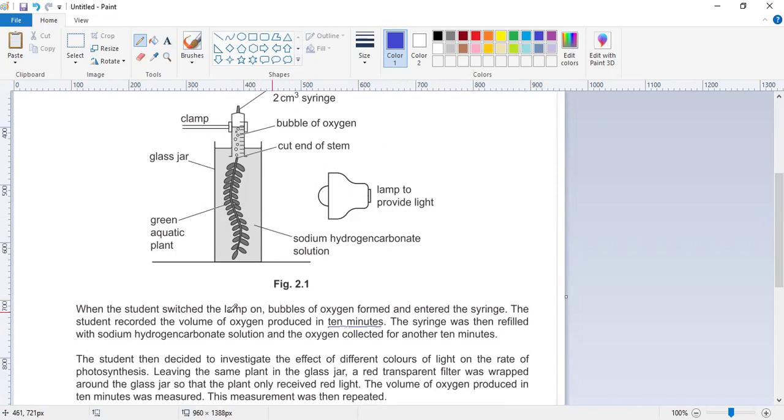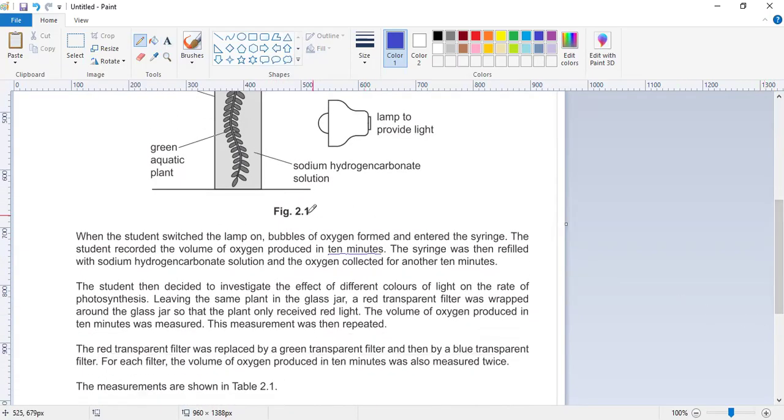The syringe was then refilled with sodium hydrogen carbonate solution. After 10 minutes, when you have observed the volume of the gas collected, you again remove the syringe and fill it up completely. The experiment was repeated again, and oxygen was collected again. And definitely we know that this is the oxygen gas. We know oxygen gas is produced during photosynthesis.